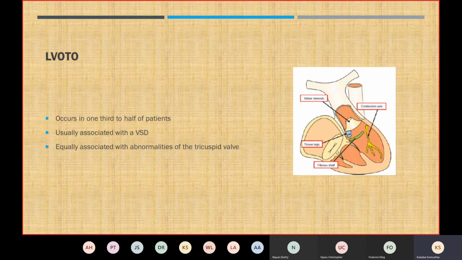Again, we have to know that it is closely related to the bundle. Any excision of the pulmonary muscle bundle or pulmonary stenosis should be done in conjunction with knowledge of the bundle's presence.